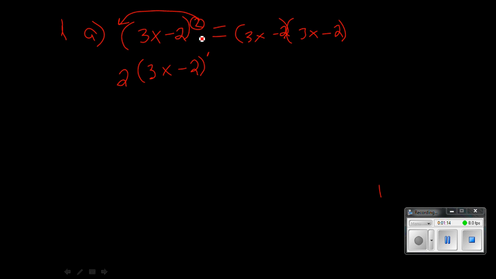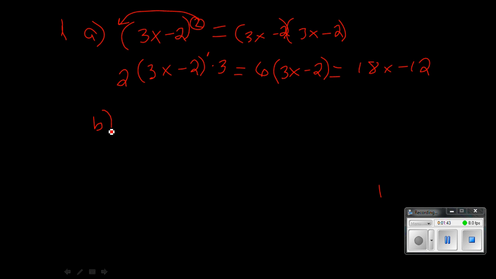So that's the first thing, the power rule. We left the inside alone, and then you multiply that by the derivative of whatever's on the inside, which in this case is 3. So your answer would be that, which you could simplify to say 6 times 3x minus 2. There's no reason to write the 1 there. And you could even simplify it a little bit more and say 18x minus 12, but that's unnecessary. You just simplify as much as you are comfortable with.